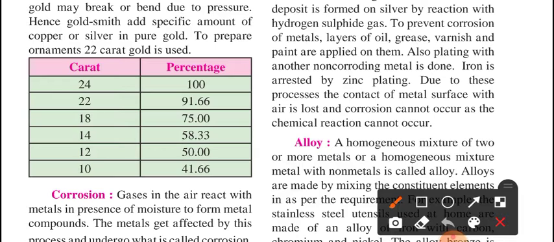The goldsmith adds a few parts of copper and silver to it. So here are the carats and their percentages. If the gold is 24 carat, then it is 100% pure. If it is 22 carat, then gold has 91.66% purity. The remaining percentage is made up of copper and silver. If it is 18 carat, the gold has 75% purity. If it is 14 carat, then gold has 58% purity. If it is 12 carat, the gold has 50% purity. If it is 10 carat, the gold has 41% purity only.